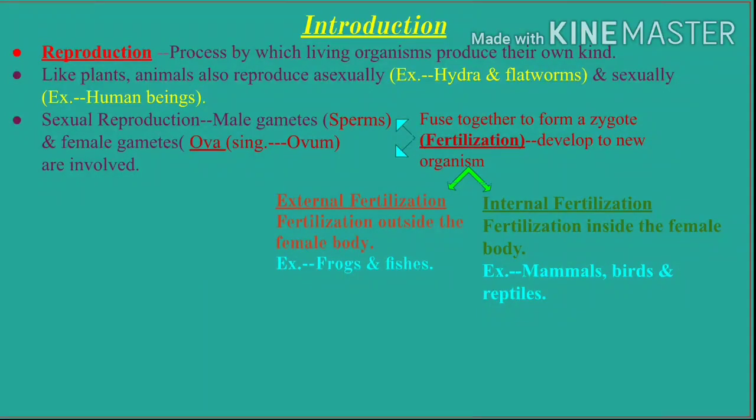Fertilization outside of the female body is external, and inside of the female body is internal. External fertilization is seen in frogs and fishes, and internal fertilization is seen in mammals, birds and reptiles. So here mainly we will study the male reproductive system and the female reproductive system.